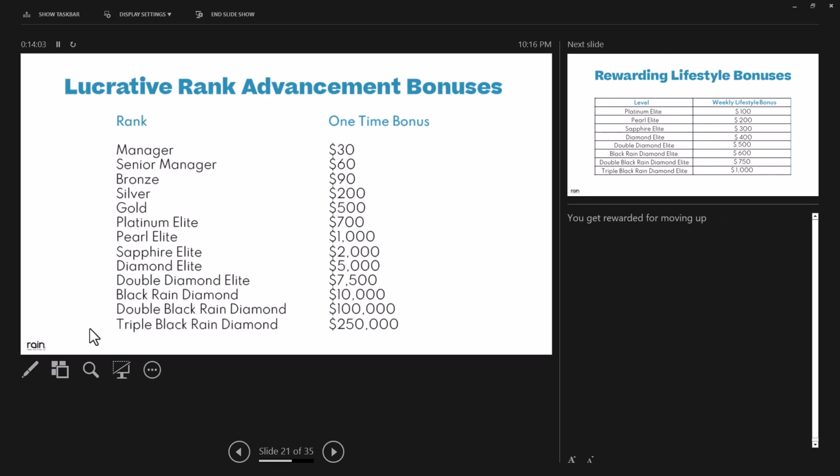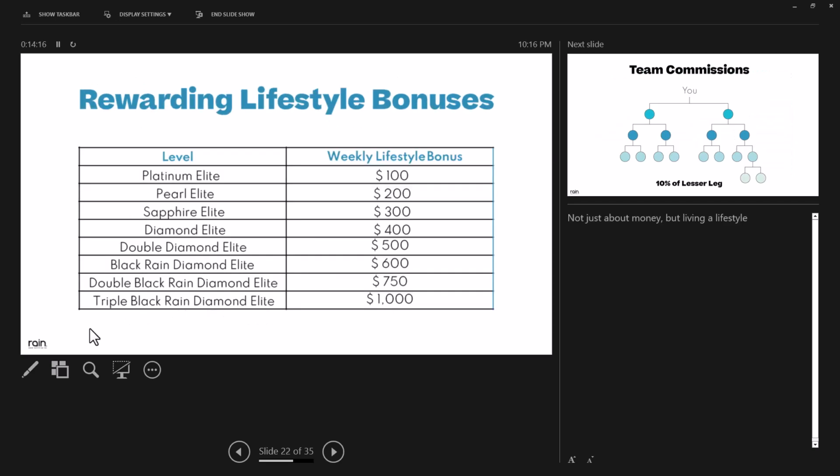As you advance in rank, you earn one-time bonuses, and you can see they start getting pretty exciting as you get into the higher ranks. This is a one-time bonus as a thank you for advancing to your new rank. As you maintain those ranks and you maintain your sales volume and you lead your team, there's a weekly lifestyle bonus according to the rank that you're qualifying at. So you can see that goes all the way up to $1,000 a week in just a lifestyle bonus for a Triple Black RAIN Diamond.